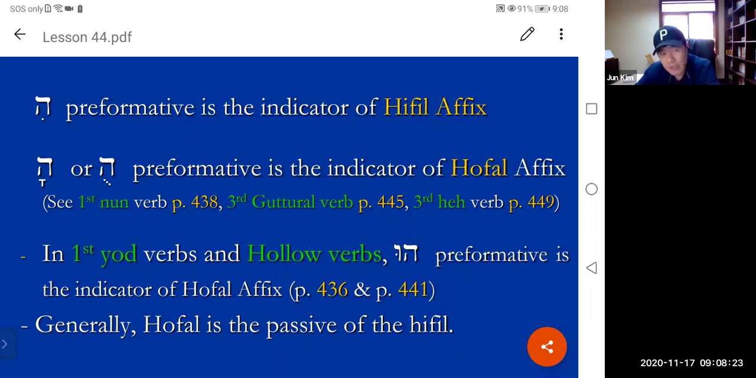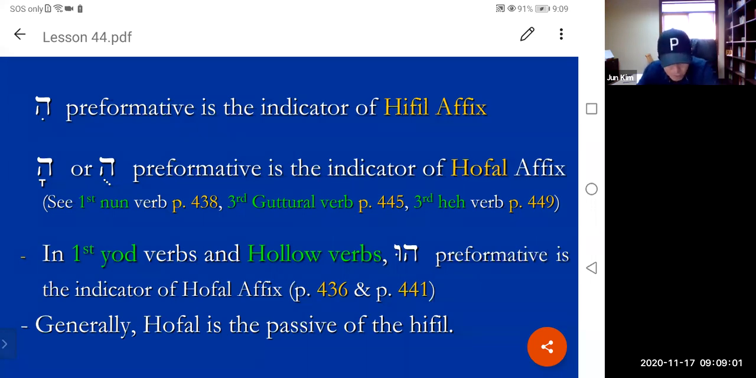So it will continue to affect the participle form and even the prefix form, which means it will definitely carry the specific vowel point of Shureq for the participle and prefix form. So it will take u and mu. But for the first nun, even for the third guttural, even for the third he, the preformative ho or hu still works.